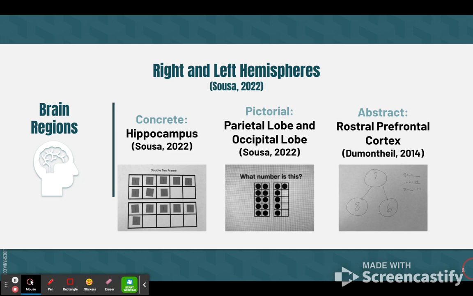And then for the pictorial or visual representations of concepts, it is the parietal and occipital lobes. And you can see here, this is a visual representation of the number 16. So that would be a pictorial example of a concept. And then for abstract concepts, it is the rostral prefrontal cortex. And as you can see in the image, it's really the symbols and the equations that we use in mathematics.